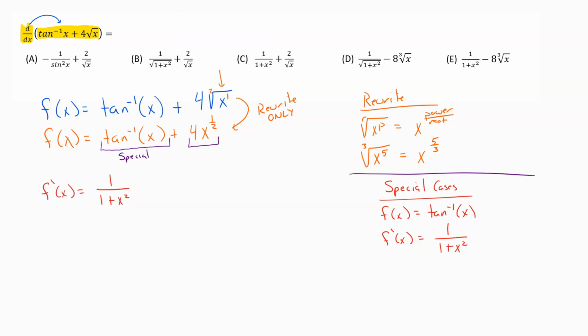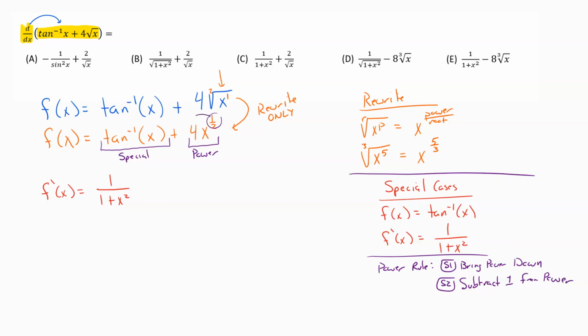Then the second part of this is just our power rule. My power rule is a two-step process. Step 1, I bring the power down. Step 2, subtract 1 from the power. In this situation, I bring that 1/2 down in front. 1/2 times 4 gets me 2x. And when I subtract 1 from the power, 1/2 minus 1 gets me negative 1/2.